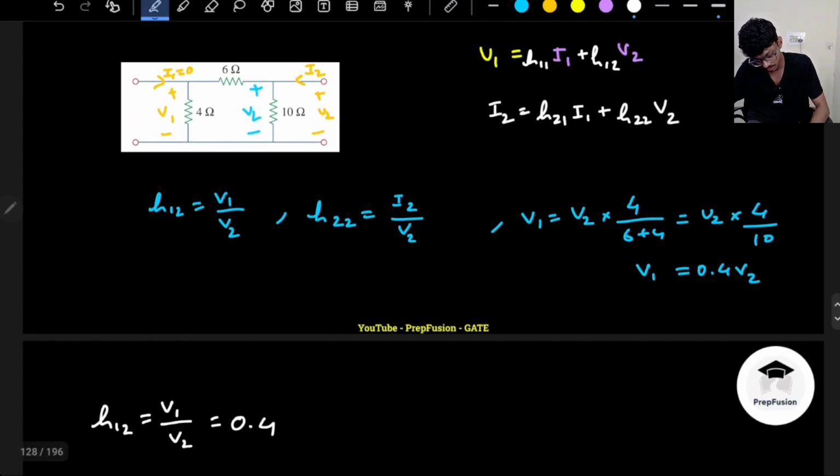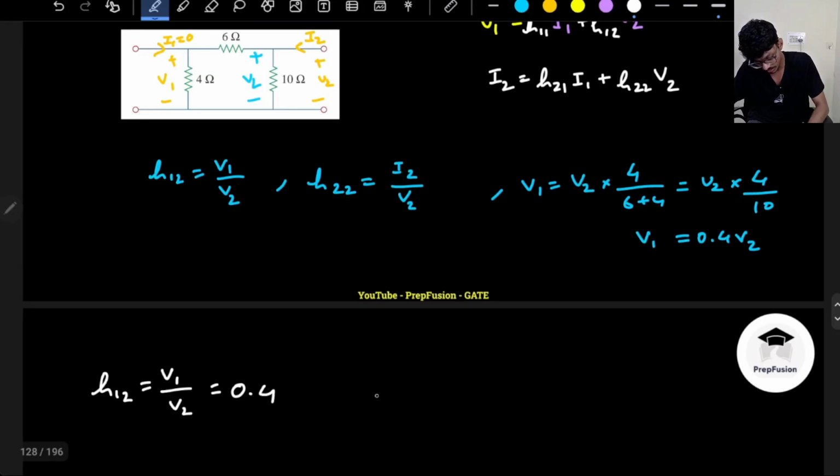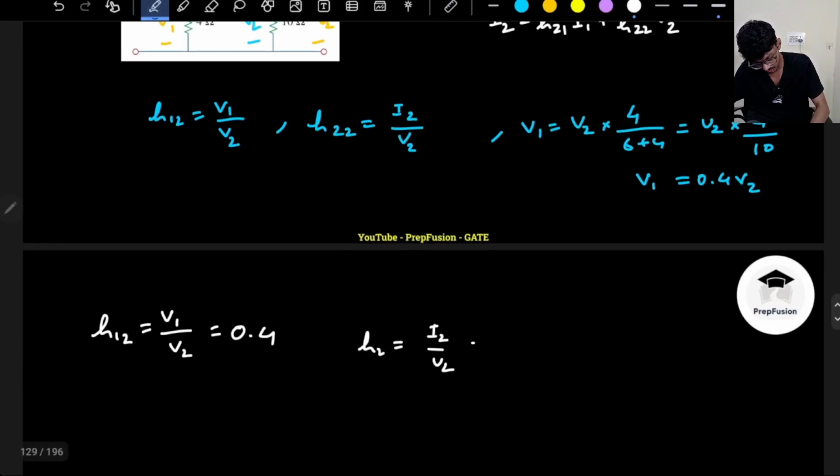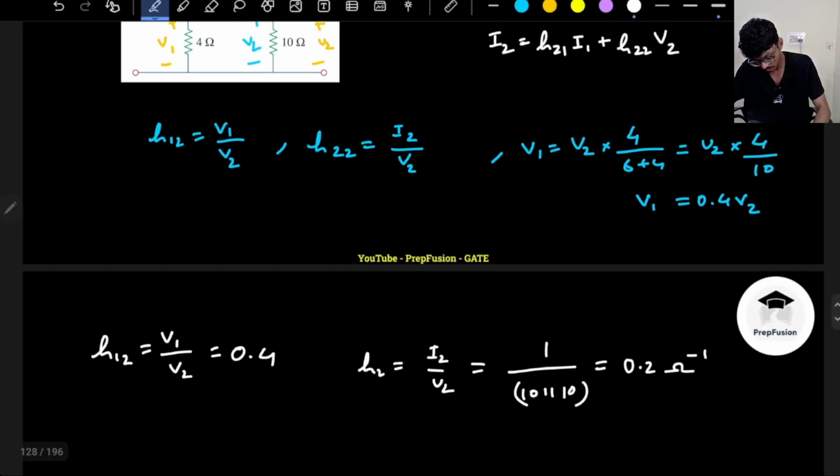What about H22? H22 is I2 divided by V2. It is very simple. It is the admittance seen from this. So I can find out the impedance and then just take the inverse. The impedance is 10 parallel with 10, and the inverse of this will be the admittance, so it will be 0.2 ohm inverse.